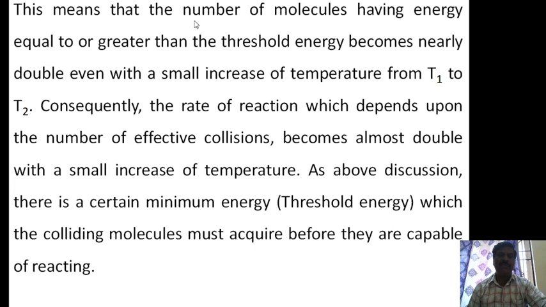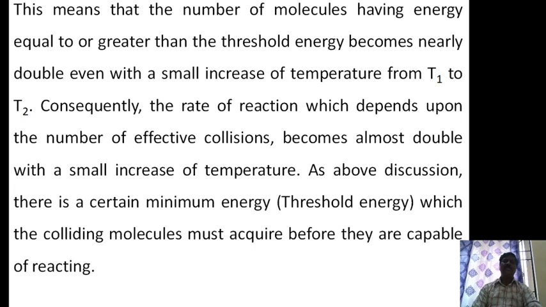This means that the number of molecules having energy equal to or greater than the threshold energy becomes nearly double, even with a small increase in temperature from T1 to T2. Consequently, the rate of the reaction, which depends upon the number of effective collisions, becomes almost double with a small rise in temperature. As discussed above, there is a certain minimum energy, the threshold energy, which colliding molecules must acquire before they are capable of reacting. This means that with a 10 degree rise in temperature, the effective number of collisions almost doubles.